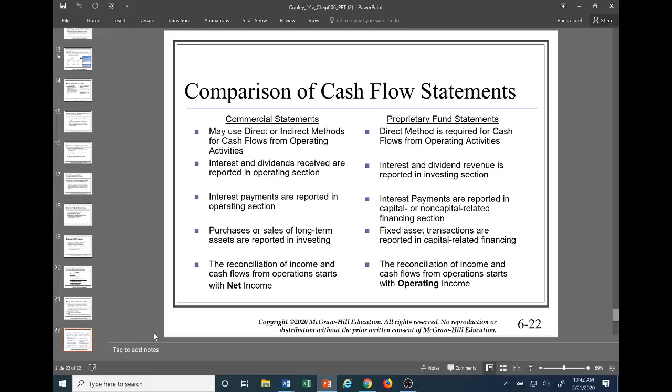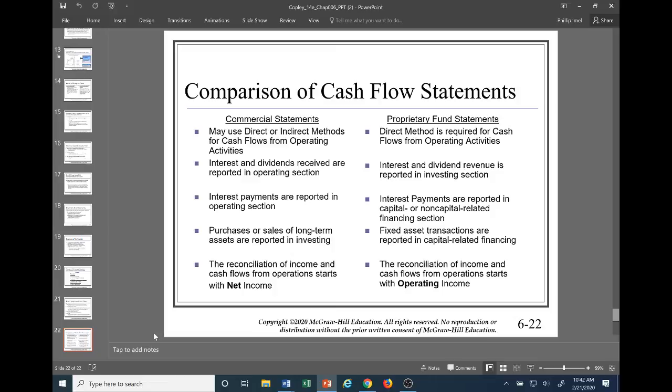Commercial statements, interest payments are reported in operating. Interest payments are reported in capital or non-capital related financing section under proprietary, which makes sense because interest is tied to what? Financing. So under GASB, if we're paying interest, then it's either going to be interest on non-capital or interest on capital financing activities. So it's going to be in one of those categories. So it makes sense, right?